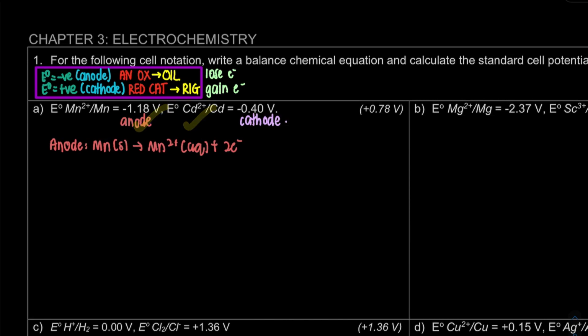Next is for the cathode. So for the cathode, I'm just going to write down again. Based upon the E naught here, we have Cd2 plus. So I'm just going to write down Cd2 plus equals. But for the cathode, it is reduction.